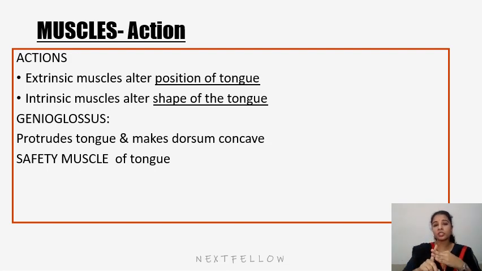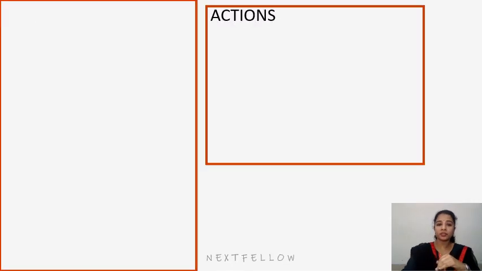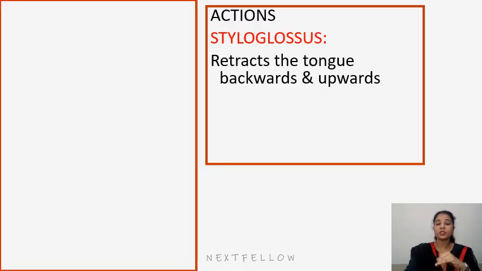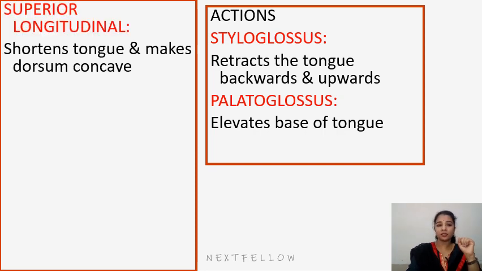because when a person is unconscious the head has to be turned laterally, otherwise the tongue falls back, because the genioglossus may be inactive while the person is unconscious. Hyoglossus and chondroglossus, I said they are together, and it depresses the tongue and makes the dorsum convex. Styloglossus, which is attached on each side of the tongue, retracts the tongue backwards and upwards. Palatoglossus elevates the base of the tongue.